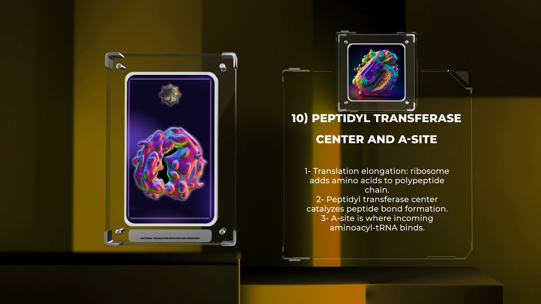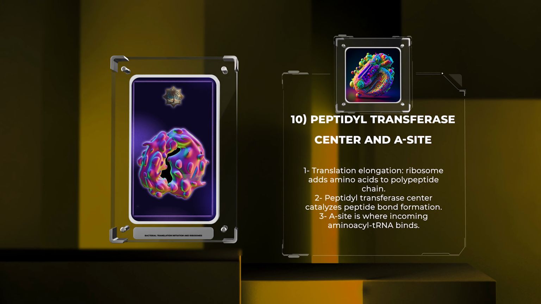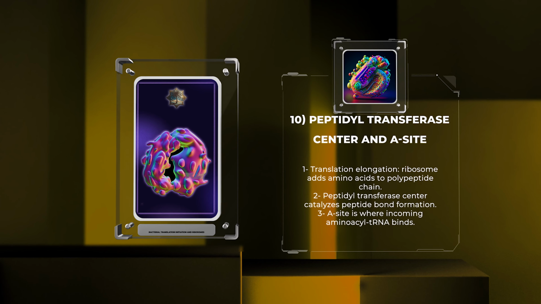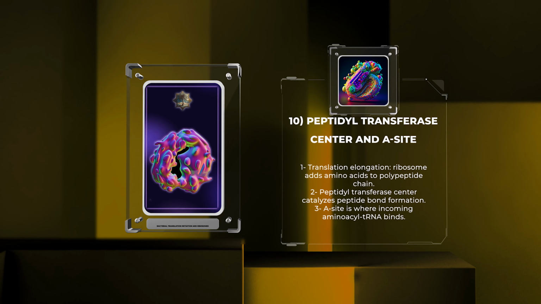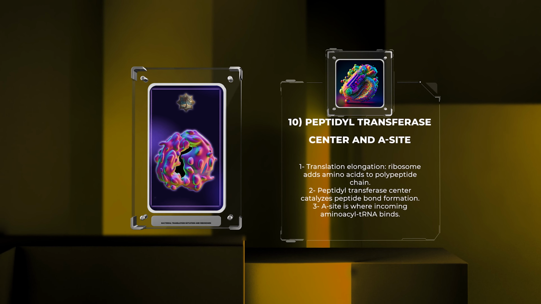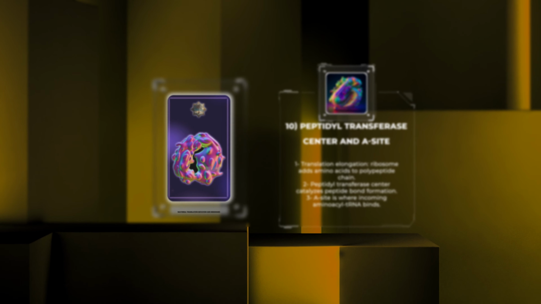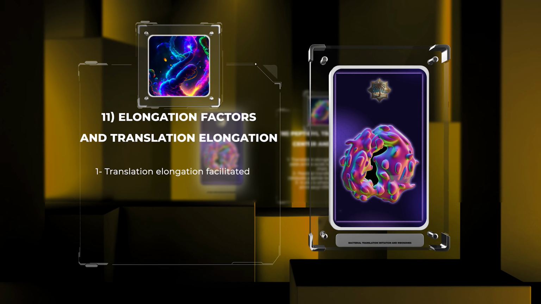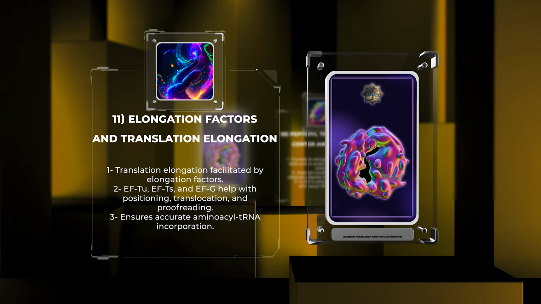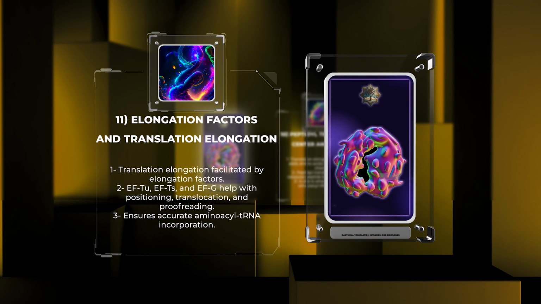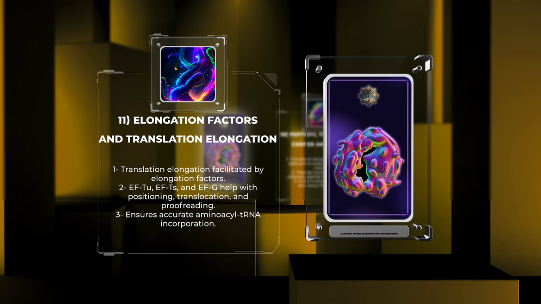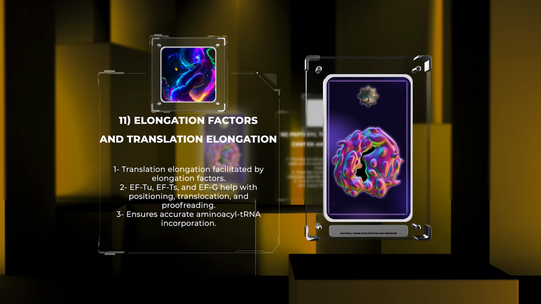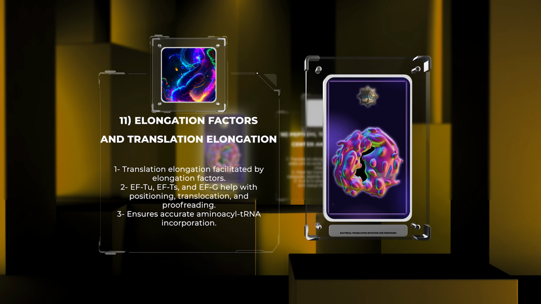The peptidyl transferase center, located in the large subunit of the ribosome, catalyzes the formation of peptide bonds between adjacent amino acids. The A site, or aminoacyl tRNA site, is where incoming aminoacyl tRNA molecules bind to the ribosome. Translation elongation is facilitated by various elongation factors, including EF-Tu, EF-Ts, and EF-G. These factors help in the accurate positioning of incoming aminoacyl tRNA molecules, the translocation of the ribosome along the mRNA, and the proofreading of codon-anticodon interactions.